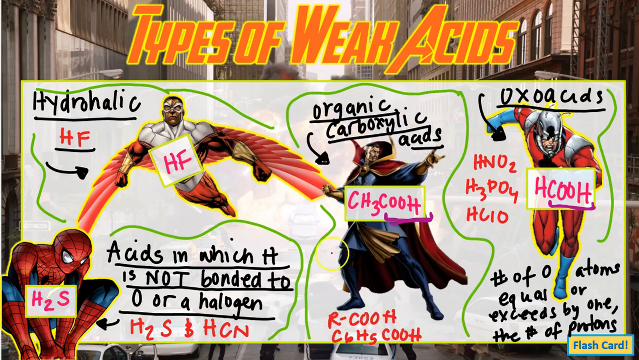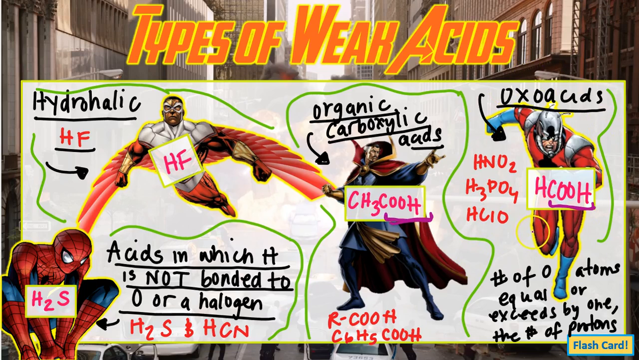So that's the reason why we have a specific group called organic carboxylic acids. You might see a carboxylic acid in other formulas, but if it doesn't attach to an R group, it's not going to be considered that functional group that we saw in chapter 20, correct? Now let's move on to our oxo acids.